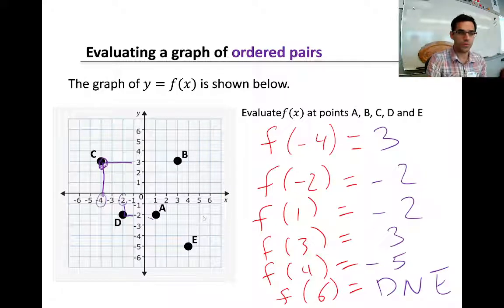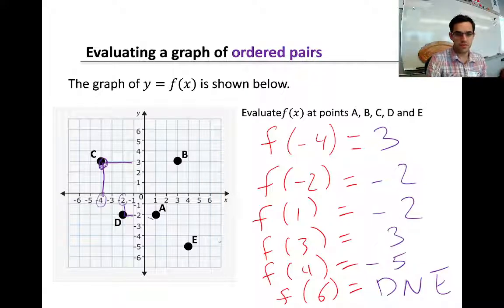Some examples. So here's our graph with 5 points on it. Given this graph, f of -4 would be +3 because of point C, (-4, 3). F of -2 would be -2 because of point D, the x value is -2, and the y value of the output is also -2. A tells us f of 1 is -2. B tells us f of 3, input 3, outputs 3. And then E tells us f of 4, input 4, outputs -5.